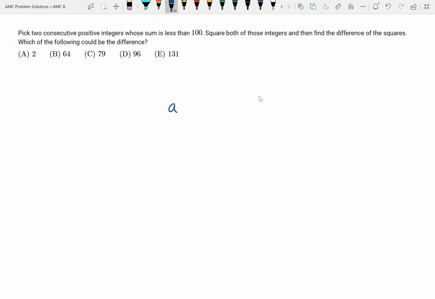So we know that, let's say the integers are a and b, their sum is less than 100. We're going to square both those integers and then find their difference. For purposes here, a is greater than b. I could write b greater than a, but I want to make that distinction that, since they're consecutive, a is going to be one more than b. So it's also going to be true that b plus 1 is equal to a.